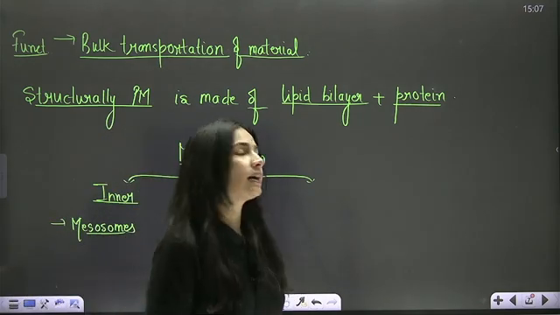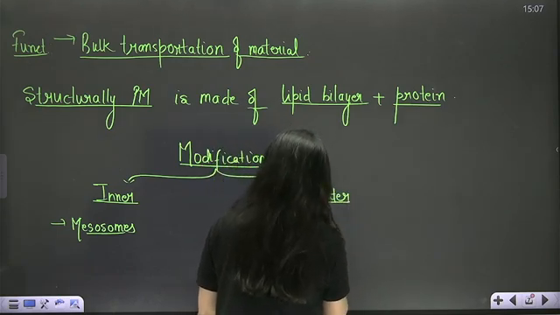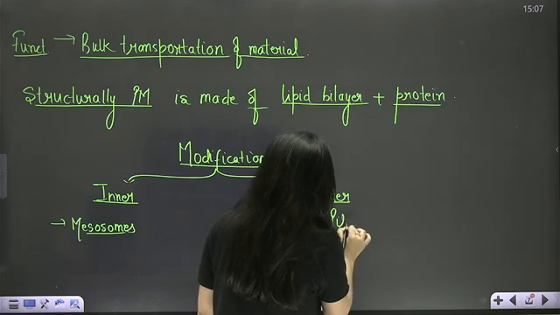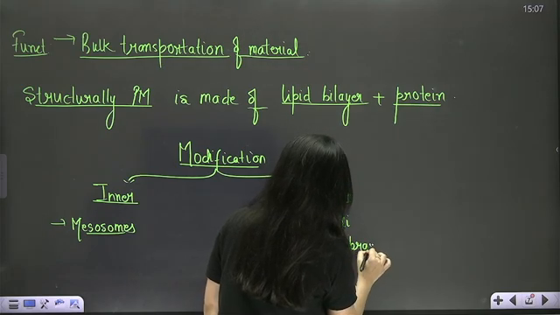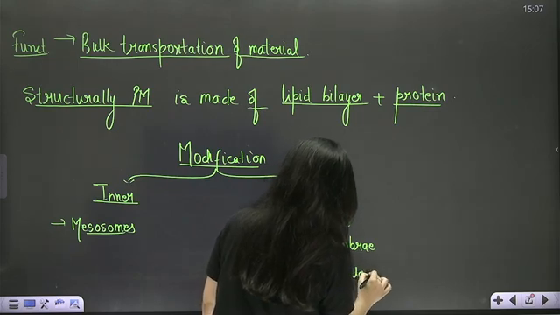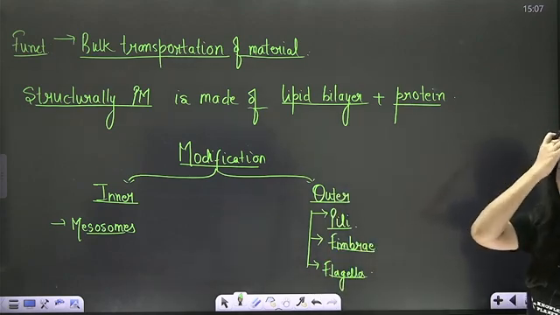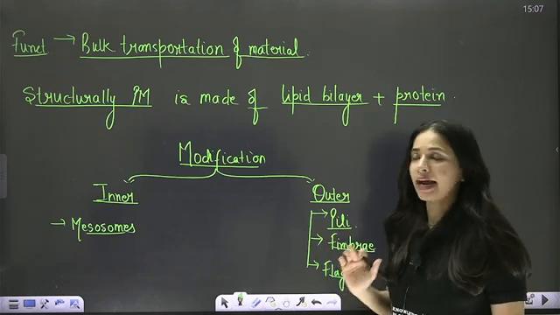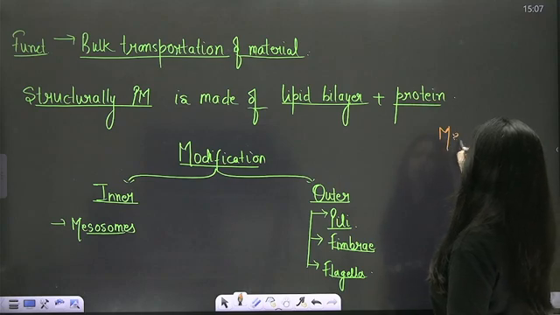Whereas when it comes to outer modification, beta, we have three categories: pili, fimbriae and flagella, right? So how many modifications do you have to study? Four. 1, 2, 3, 4. Right? Come on. First, let's start with mesosomes itself.